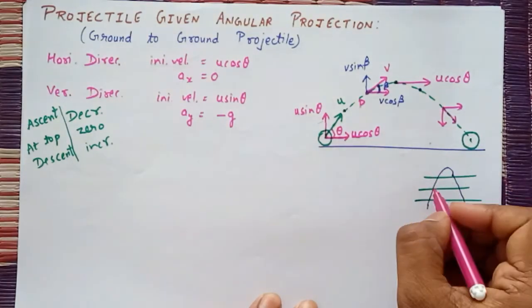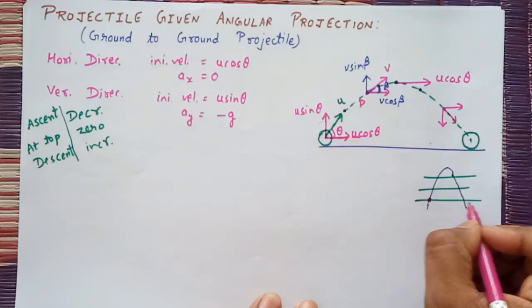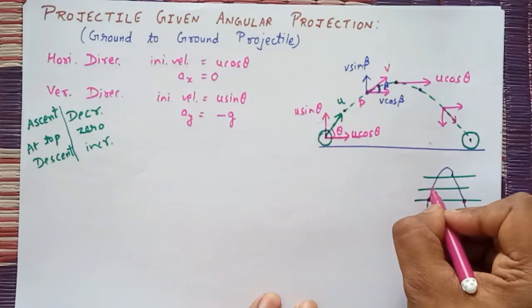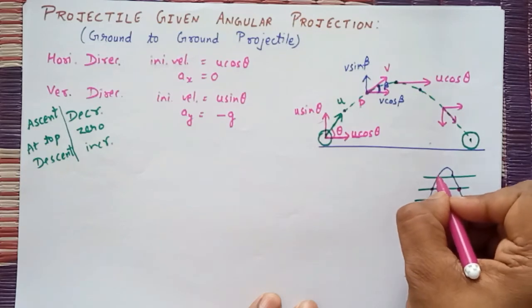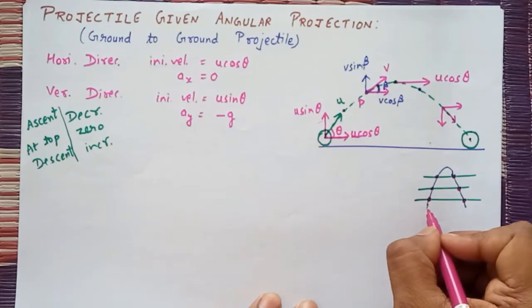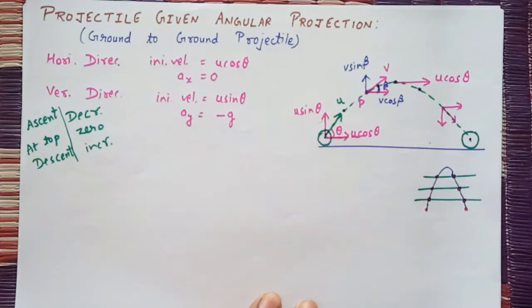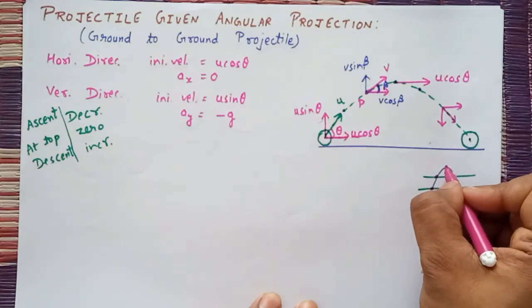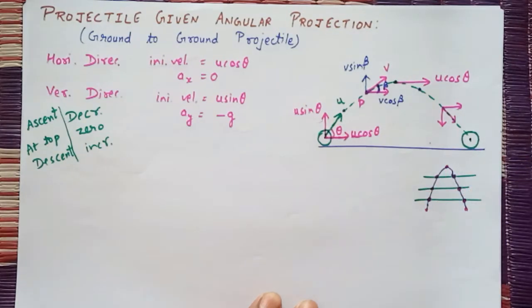Then at these points velocity will be same. This point and this point velocity will be same. Starting point and final point velocity will be same. At the topmost point the vertical component will be 0.